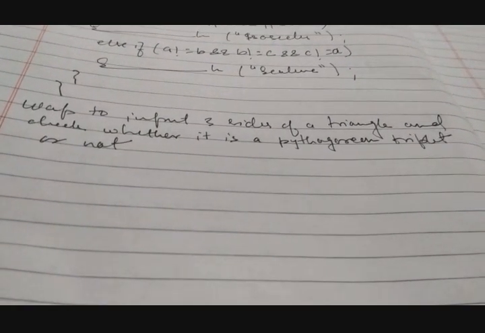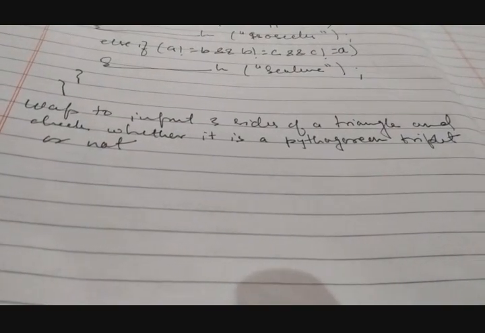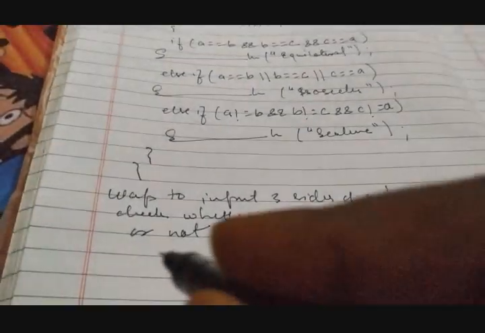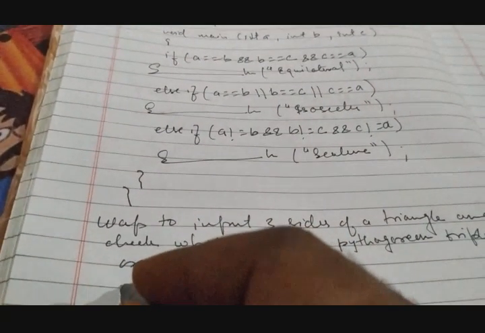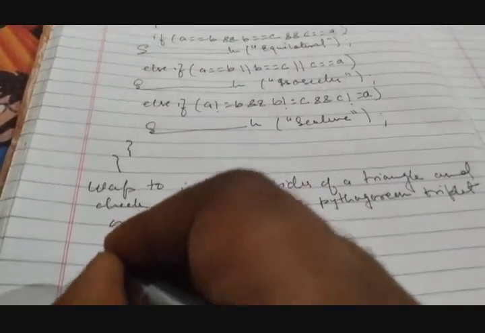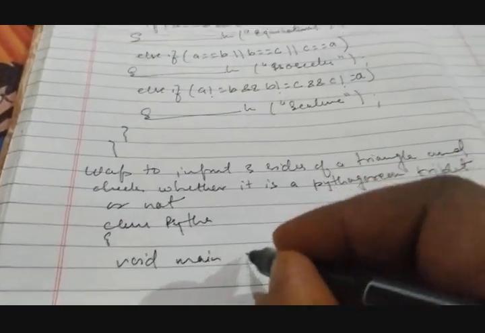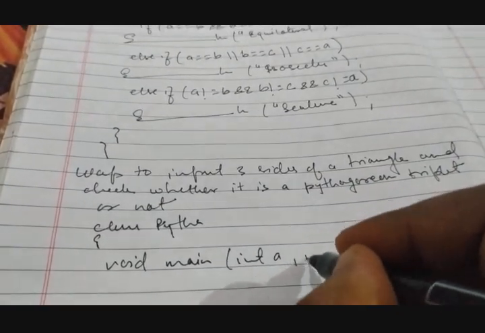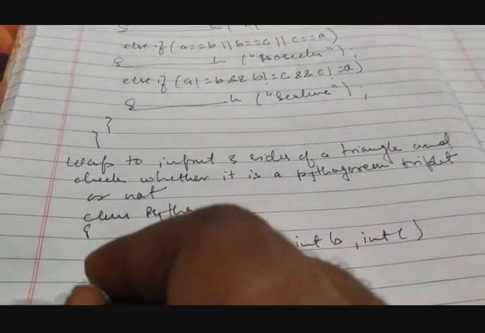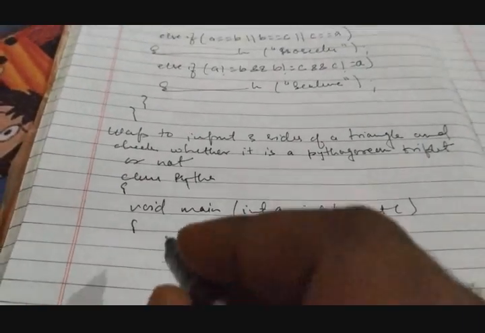So first we need to find the greatest, and then we will compare whether the greatest side's square is equal to the other two sides' squares or not. So class Pytha, void main, int A, int B, int C. Alright. So now we need to find out a Pythagorean triplet.